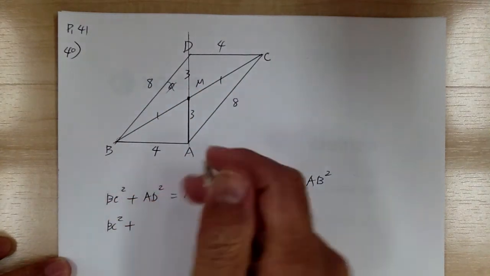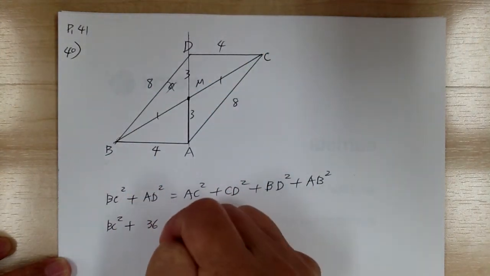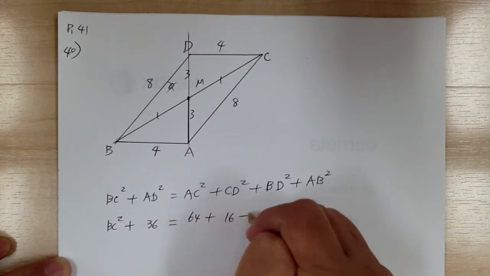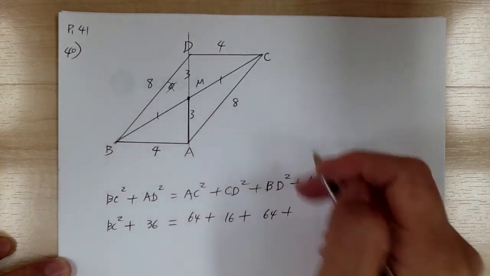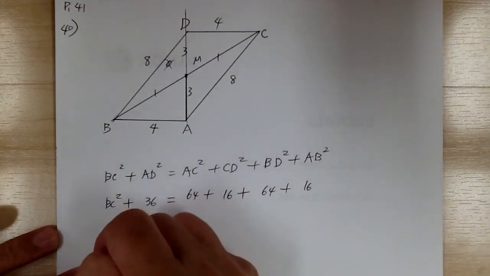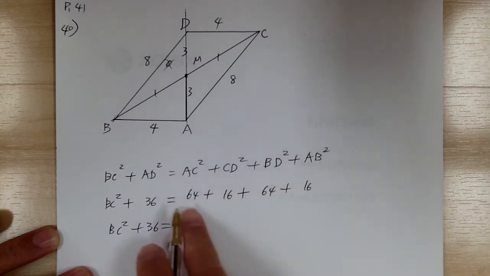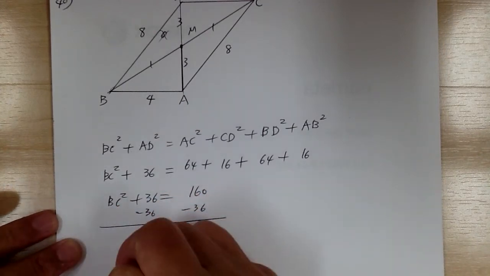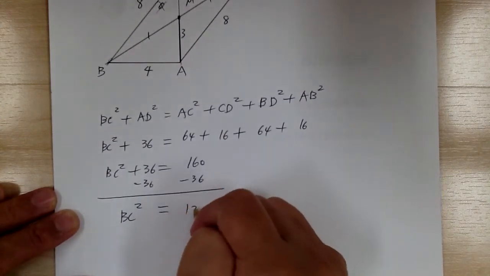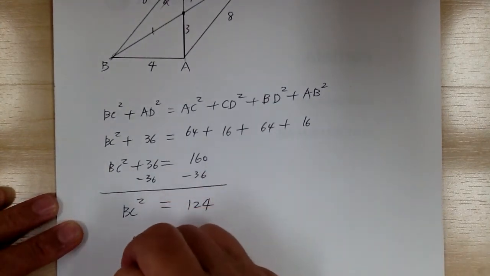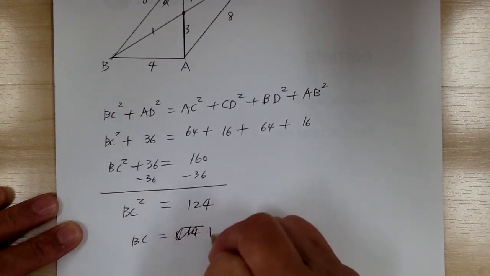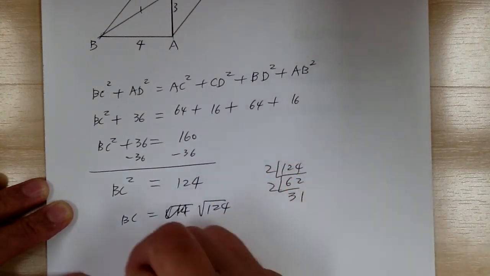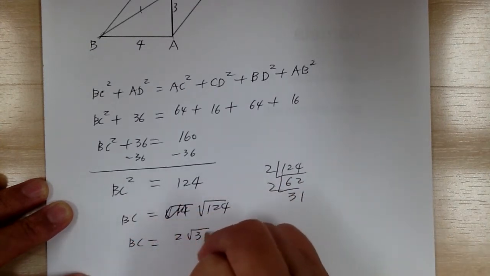So BC square plus AD square, so it would be 36, equal to AC square, CD square, BD square, AB square. So BC square plus 36 will equal, this is 80, so 80 plus 80 is 160, minus 36. So BC square equal to 124. So BC equal to square root of 124. And to simplify, you can just go off to the side. So BC equal to 2 square root of 31.